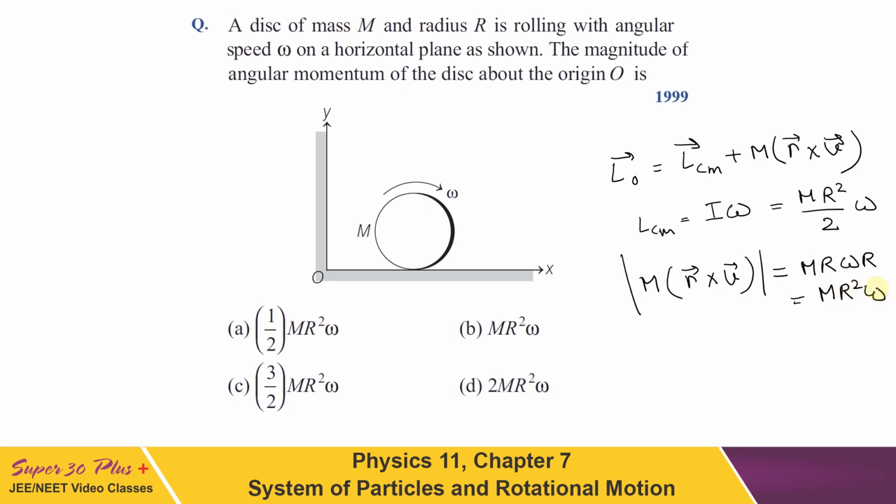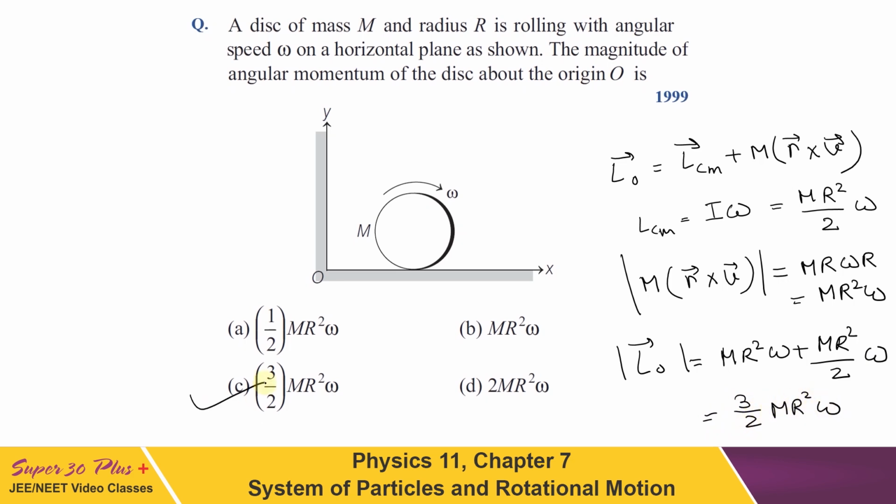And from here we can get the magnitude of L about O to be equal to mr square omega plus mr square by 2 omega. And so the correct option will be 3 by 2 mr square omega, which is our option number 3.